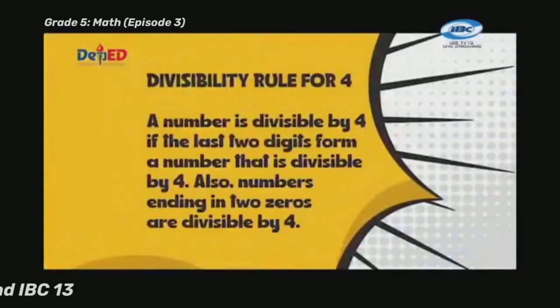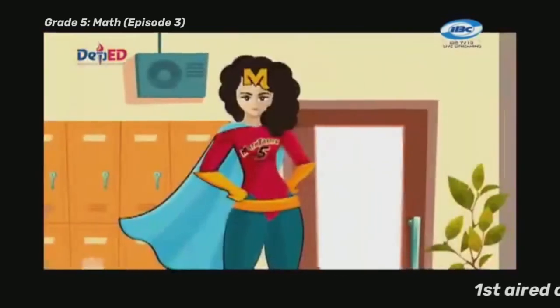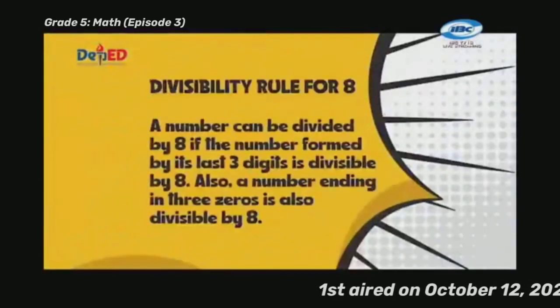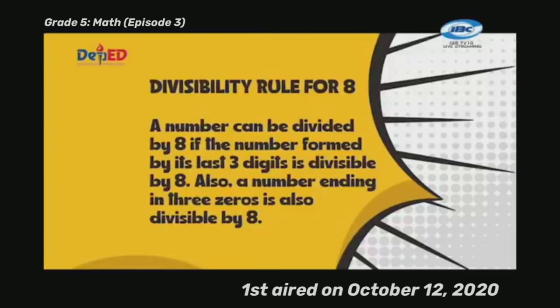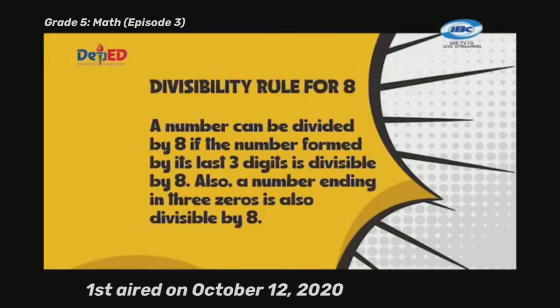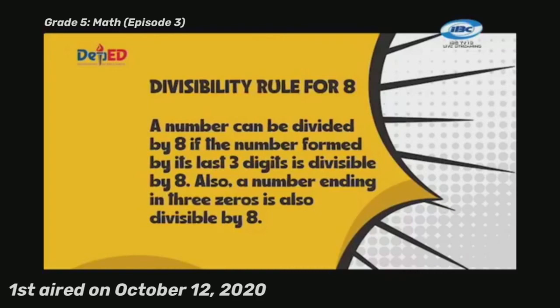A number is divisible by 4 if the last two digits form a number that is divisible by 4. Also, numbers ending in two zeros are divisible by 4. What is the divisibility rule for 8? A number is divisible by 8 if the number formed by the last 3 digits is divisible by 8. A number ending in 3 zeros is also divisible by 8.